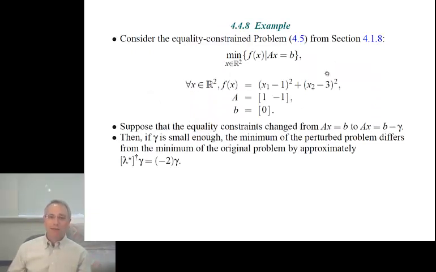We'll use the same problem we've looked at before. We found that the Lagrange multiplier for this problem was lambda star equal to minus 2. Let's suppose that the equality constraints changed from Ax equals b to Ax equals b minus gamma. If gamma is small enough, then the minimum of the perturbed problem differs from the minimum of the original problem by approximately lambda star transpose times gamma, or minus 2 times gamma. We can use that to evaluate the change in the minimum when we perturb the problem. That completes our discussion of equality constrained problems.